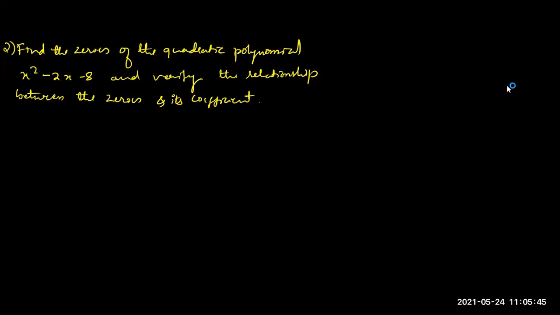Are you understanding what I'm writing on the screen, the handwriting, all those things? Yes, sir. Please switch on your video so I can check who is solving and who is not solving. The zeros are 4 and minus 2. Yes, correct, Purva. Please switch on your videos.